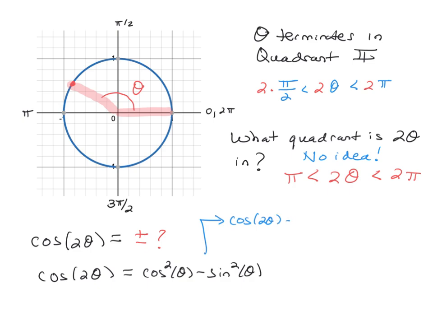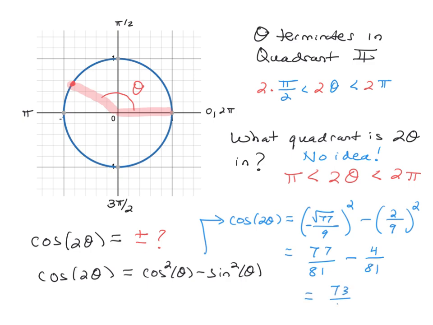Cosine of 2 theta is equal to, well, we just figured out what cosine is. It was root 77 over 9, and it was negative, and we're squaring it. And then sine was 2/9, and we're squaring that as well. So to solve for cosine of 2 theta, I just have to perform the arithmetic on this. Okay, so we're squaring the negative. That becomes positive. This will be 77 over 81. And we're subtracting 4 over 81. The difference that we end up with is 73 over 81.